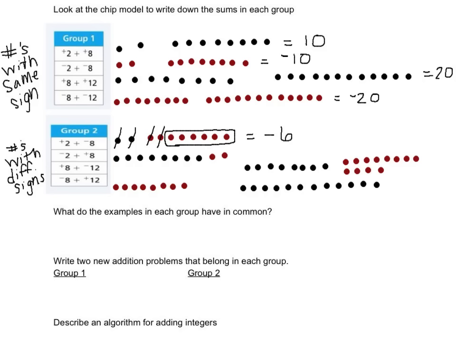Then I switched those around, and now I have a negative 2 with a positive 8, but still 2 black and 2 red cancel each other out, leaving me with that boxed group that is left, 6 black, or a positive 6. Next I have a positive 8 with a negative 12, and so 8 of my black and my red would cancel each other out.